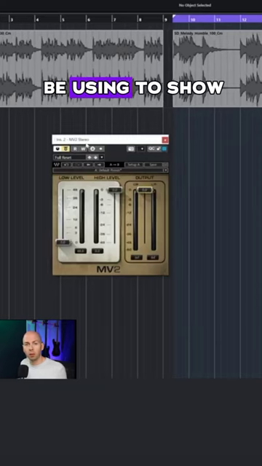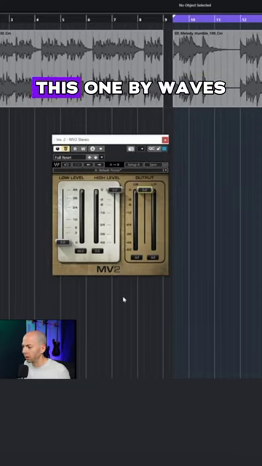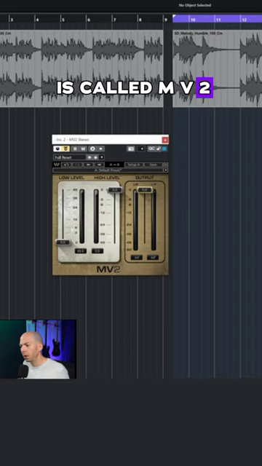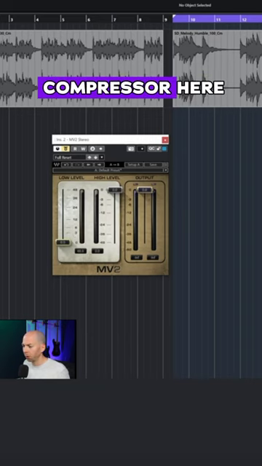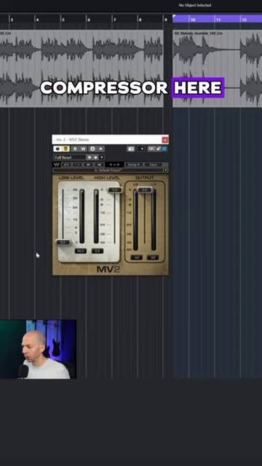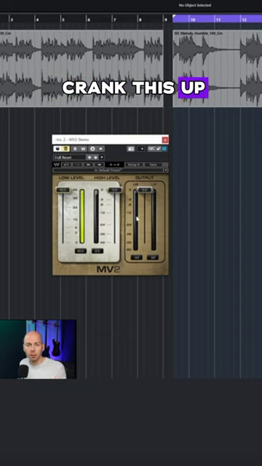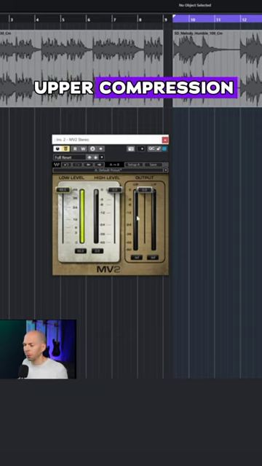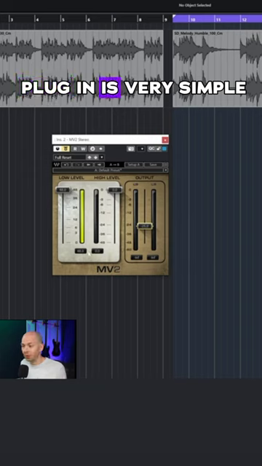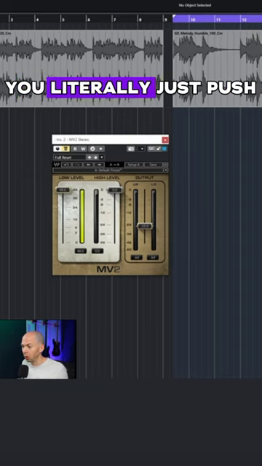The plugin we'll be using to show upward compression is this one by Waves. It's called MV2. It has an upward compressor here and actually a downward compressor here. I'm just going to crank this up so you can really hear the sound of upward compression. The beauty of this plugin is it's very simple to do upward compression. You literally just push this up.